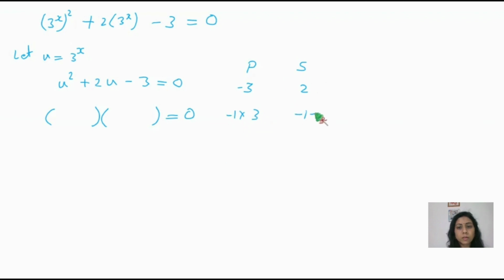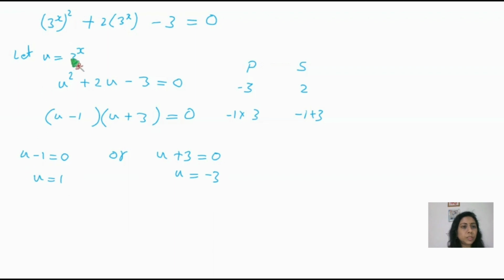Okay. Negative 1 times 3 is negative 3, and negative 1 plus 3 is 2. So here we got two numbers, minus 1 and plus 3. So u minus 1, and here we can use the zero product rule, u plus 3 equals 0. u minus 1 equals 0 or u plus 3 equals 0. So u equals 1 or u equals minus 3.